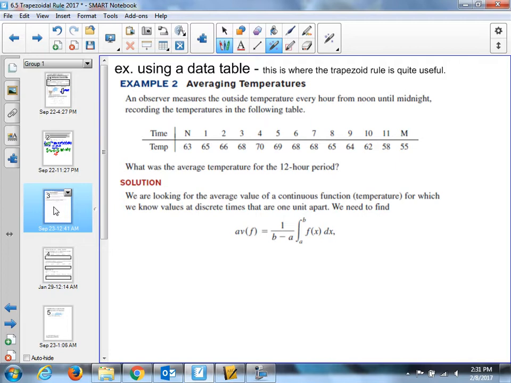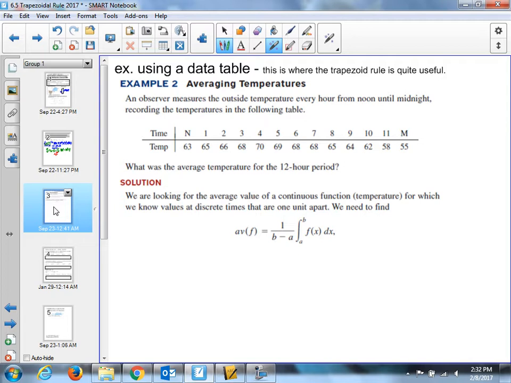Using a data table then. This is where the trapezoid rule is quite useful. Like I said, in science, physics, biology possibly, chemistry, you sometimes have data sets you don't have a function for. And I'm only using those examples because that's what I work with. Financial models, I'm sure too, you could do this.